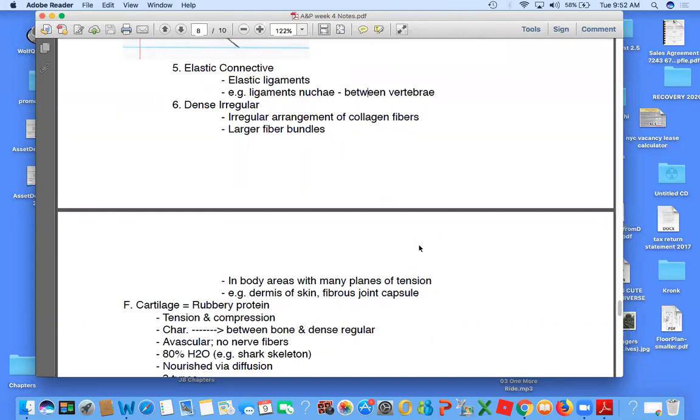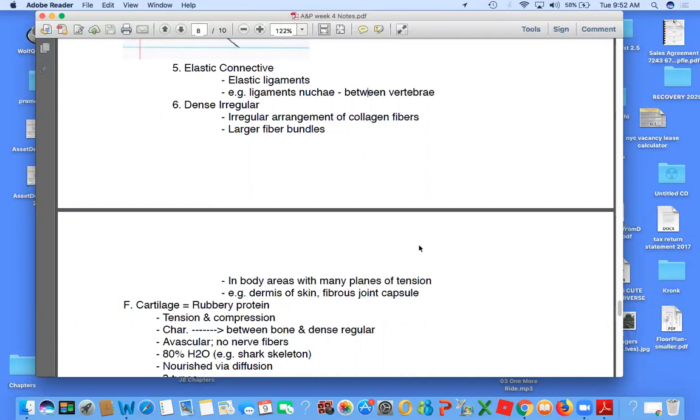Dense irregular connective tissue, irregular arrangement of collagen fibers, okay? Basically large fiber bundles. Dense irregular is like the dermis of your skin. Take your skin, push it this way, push it this way, push it this way. Many planes of tension, many pulling. You want it strong, so therefore it's dense, right? The dermis of your skin.